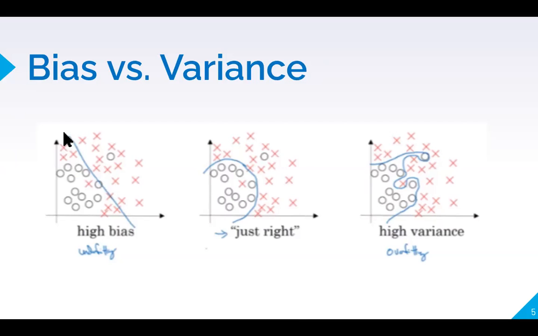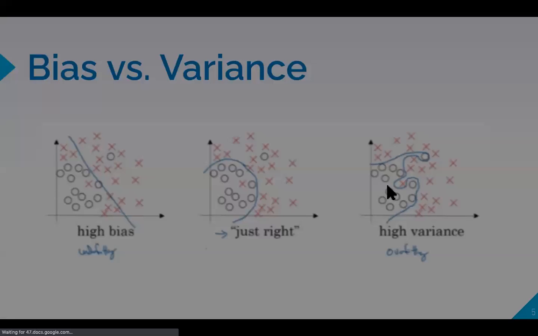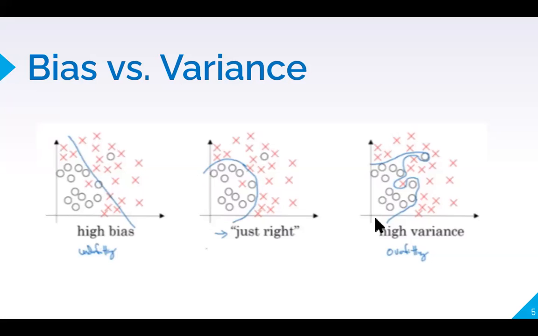And so you can see that high bias is not able to exactly separate the X's from the O's, and the high variance is able to get every single O and separate it from every single X. But when we get more data, this is not going to be the best graph we want to use to differentiate between two different classes. And so that's where we want to do something in between.